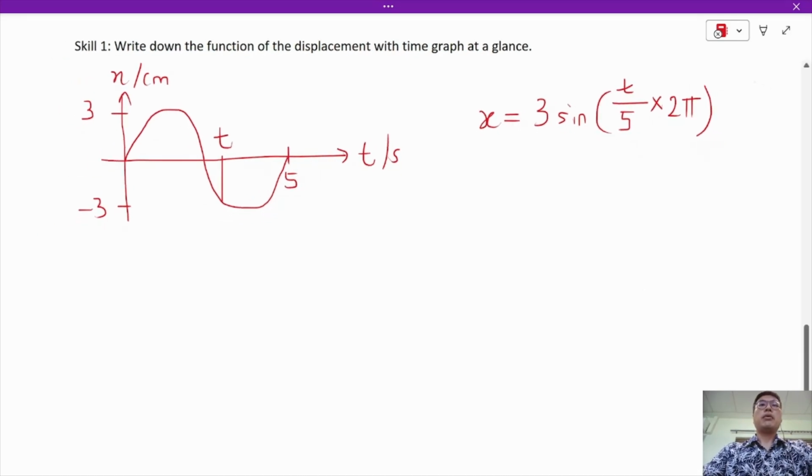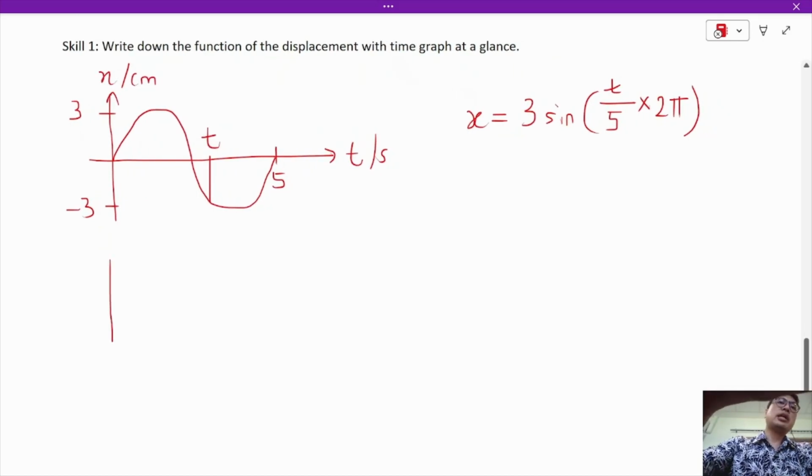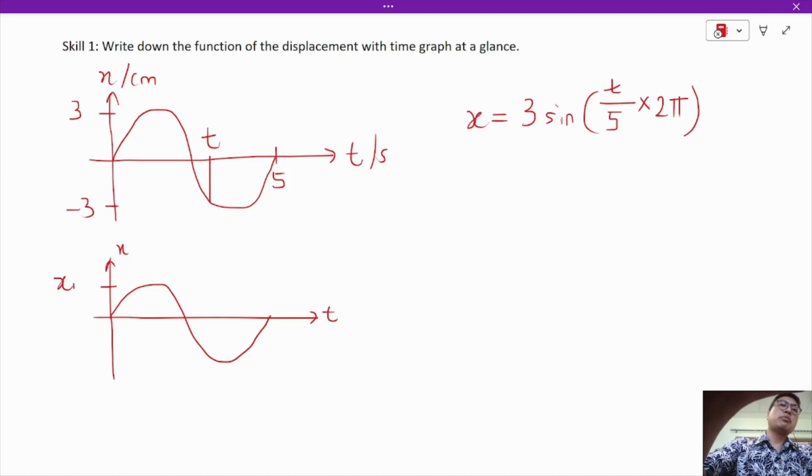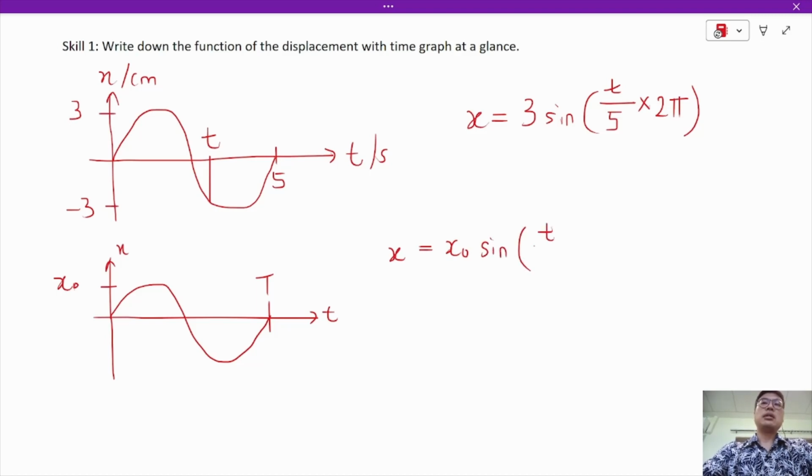Now I would like to do that again, but this time instead of numbers, I'm going to give you just alphabets. Follow me. If you follow through this entire lecture, I promise you, simple harmonic motion will be very, very easy. So now I'll write down. Can you write down this function of this displacement at a glance? Very easy. x is equals to x naught sine t over T multiplied by 2 pi.